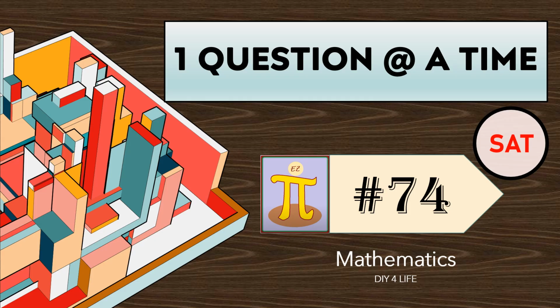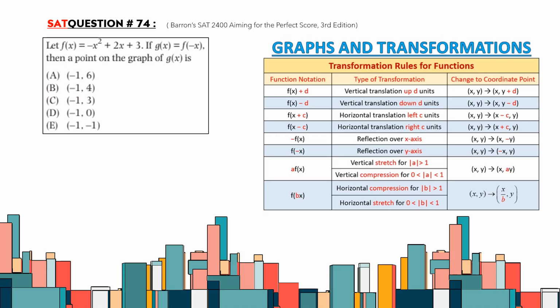Question number 74. Let f of x equal negative x squared plus 2x plus 3. If g of x equals f of negative x, then a point on the graph of g of x is.